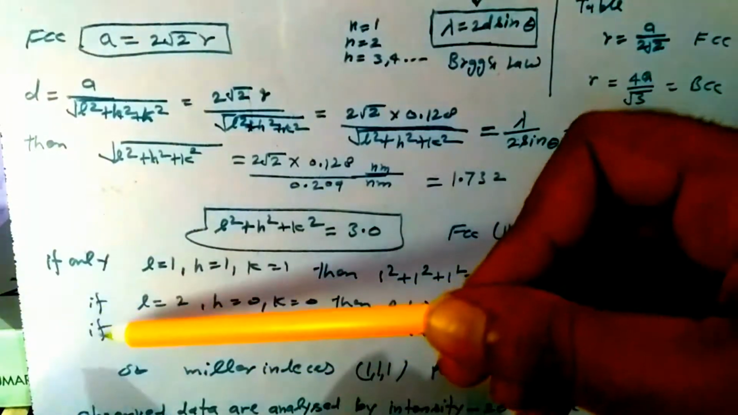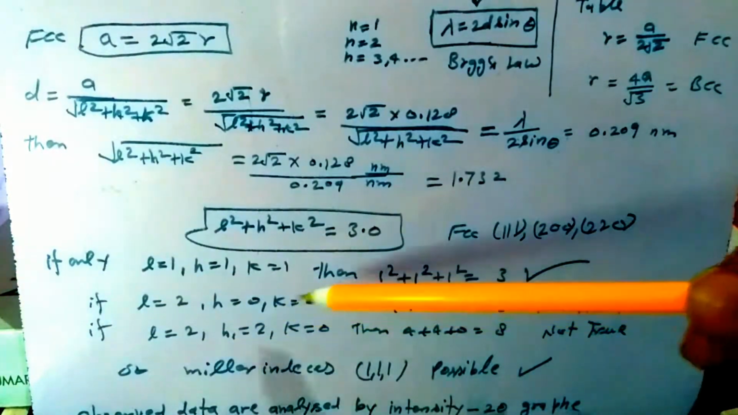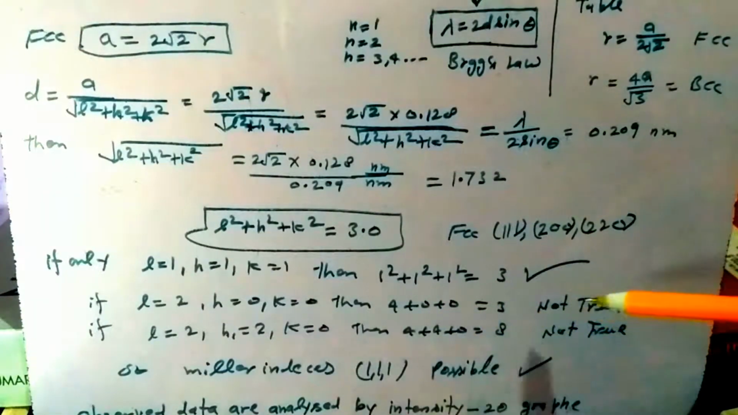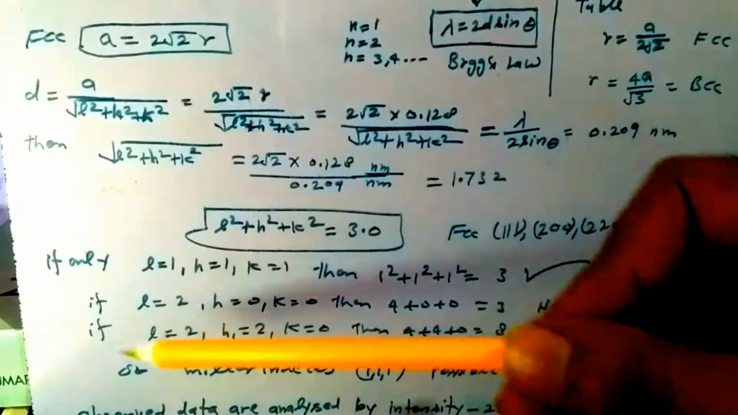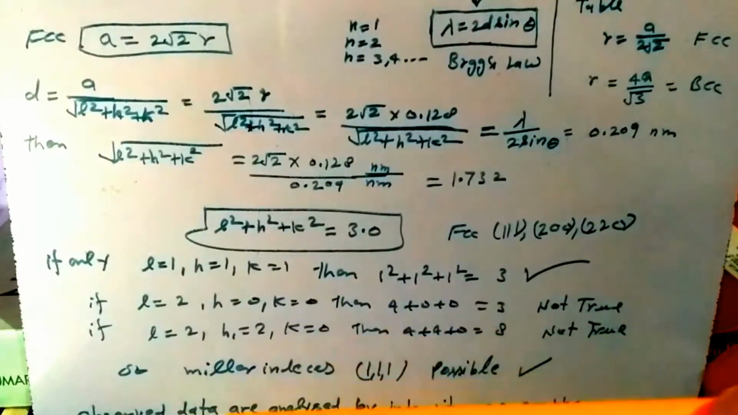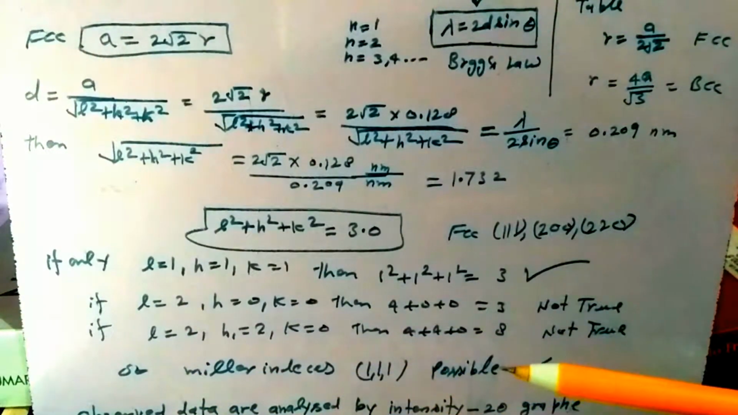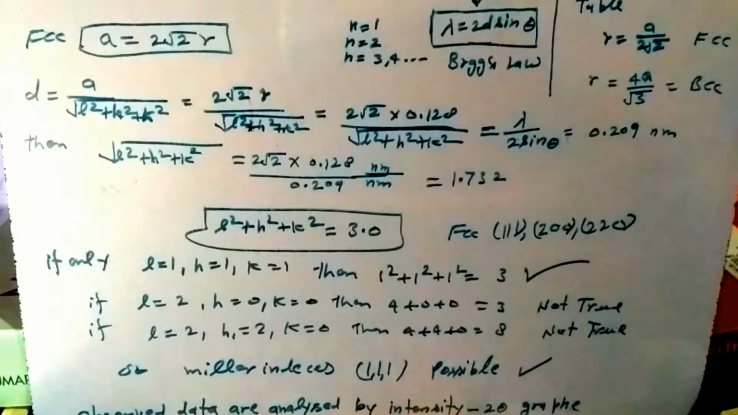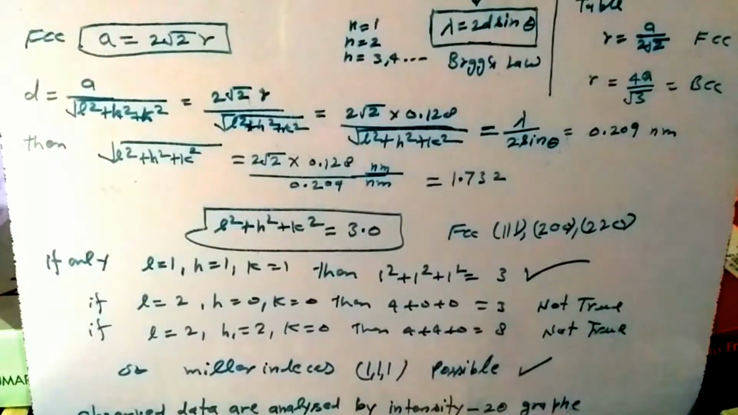So which condition satisfies that? As we know, for the FCC structure, the parameters of crystal structures are 111, 200, 220. So when we put these values into this equation, the value which satisfies that equation is the satisfying Miller indices. So if you put in this equation l, h, k, l is 2, h is 0, k is 0, we get 4 equals 3, which is not true.